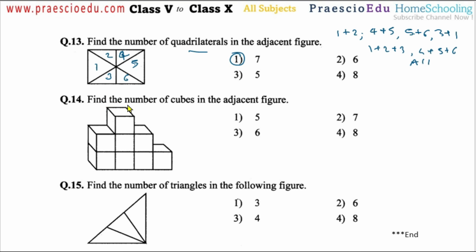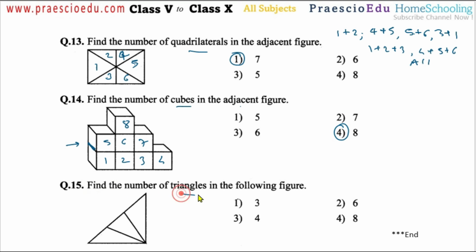Now, question number 14, find the number of cubes in the adjacent figure. So, if you see from the side view, this is showing that it is only in one way. Okay, in a row there are ones. So only from the front side we can count. So these are in the bottom side 1, 2, 3, 4, then 5, 6, 7, and this is the 8. So there are the total 8 cubes. This is option number 4, the correct one.